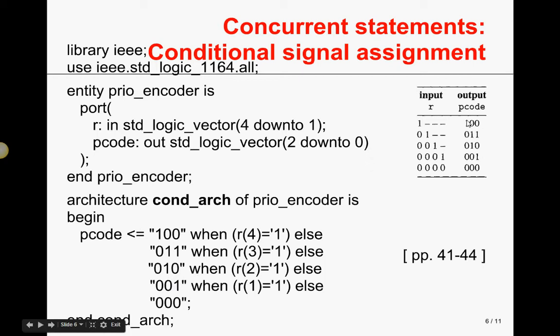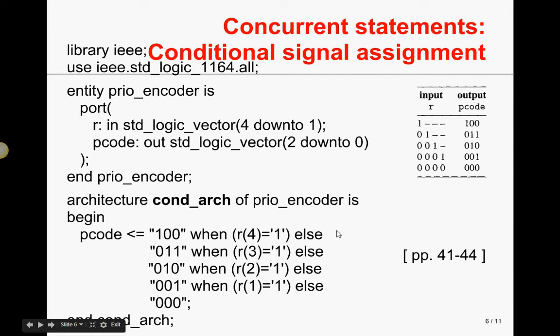So we will say that the output P code takes the value of, in this case, 100, when this condition takes place. That is to say, the highest priority input is at 1. Else, it will take this other value when the second highest priority input is active, else, and so on and so forth.